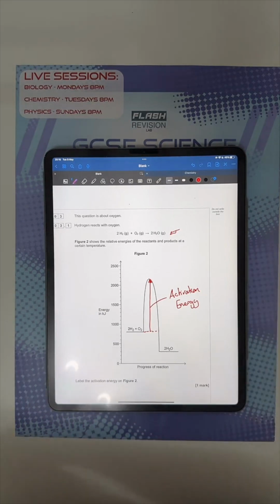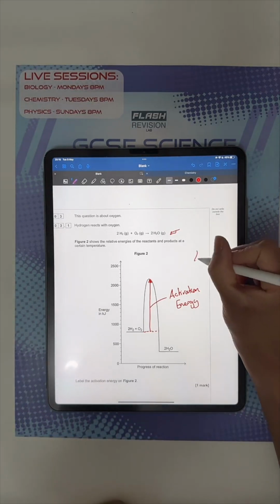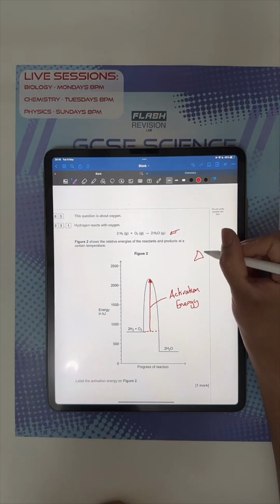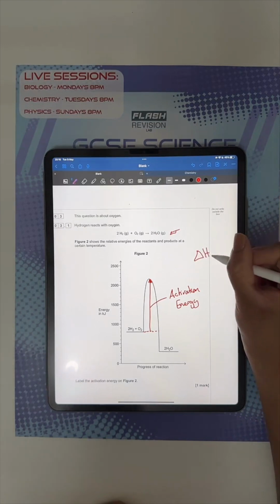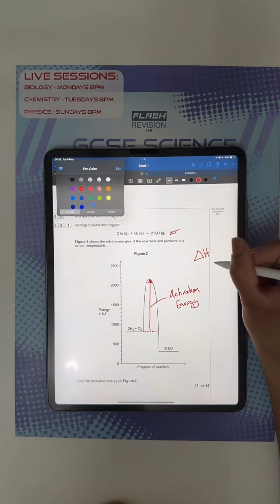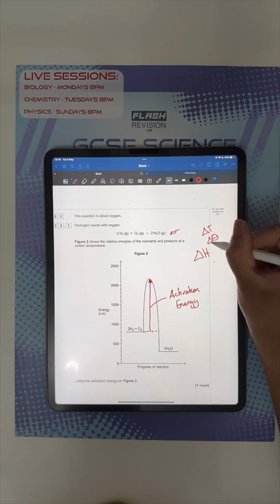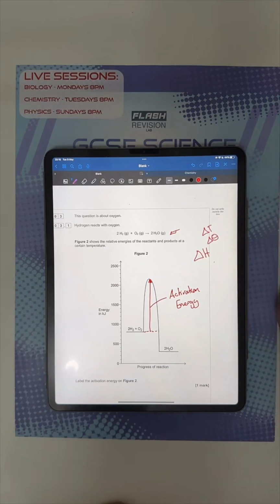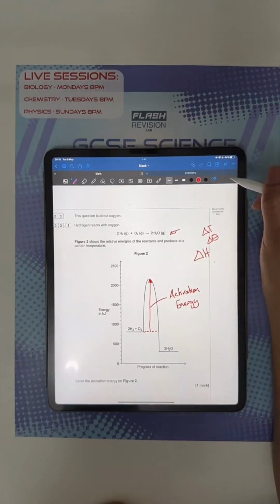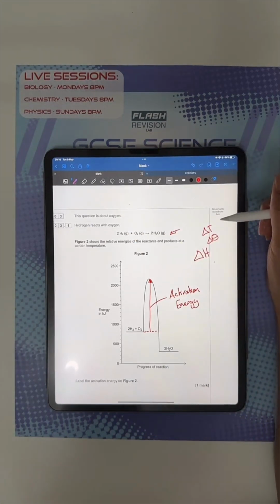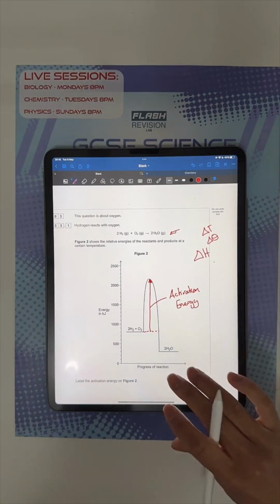What's delta? Delta means changing. So if you see triangle, it means changing. So delta H means changing. This means energy or enthalpy. I think you see in physics as well. You see delta T or delta theta, change in temperature. So if you see triangle in science, it usually means changing.